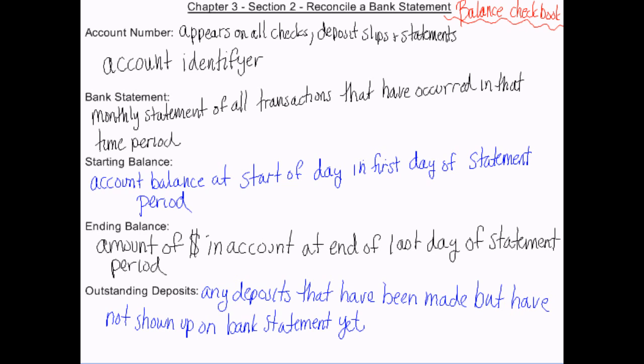Okay, reconciling a bank statement is the technical term, but really it's balancing your checkbook. What that means is you take the information that the bank has from your monthly bank statement, and you compare it to the information you have from your check register, and you make sure everything balances and there are no mistakes on either your end or the bank's end.